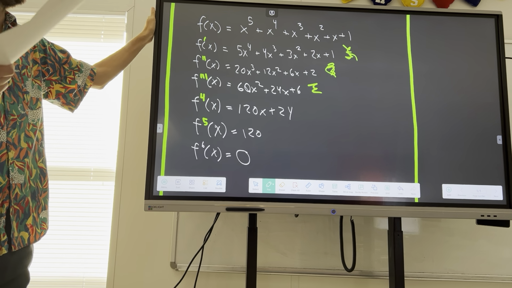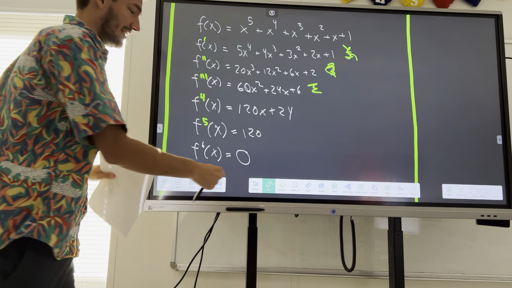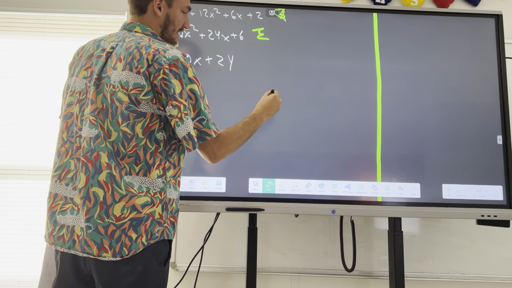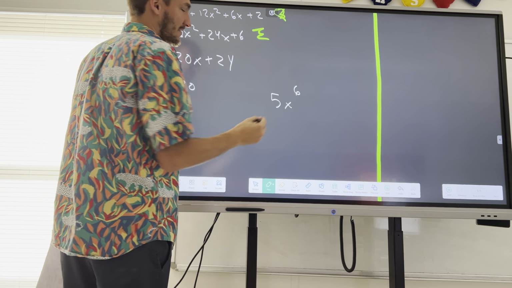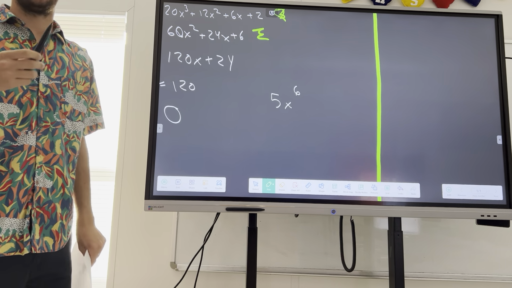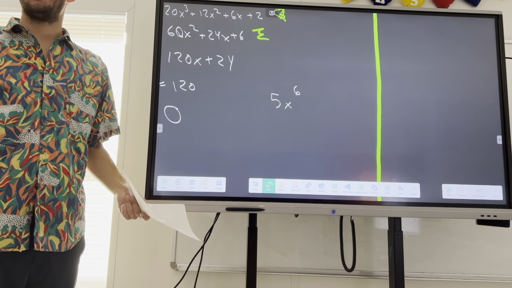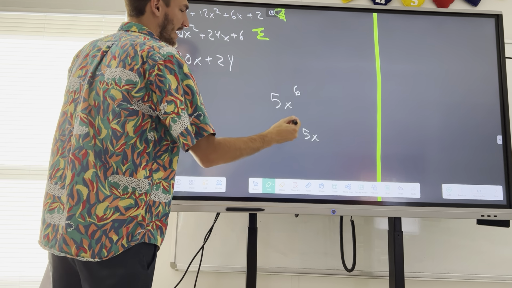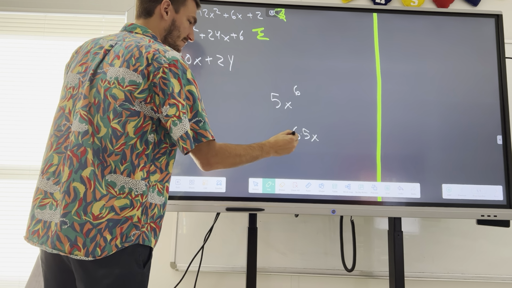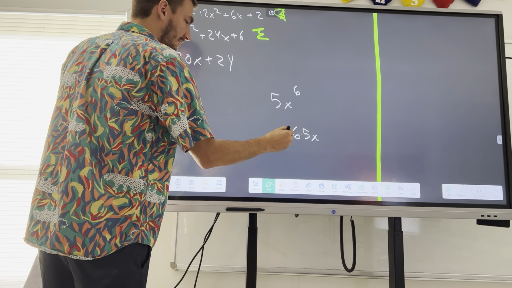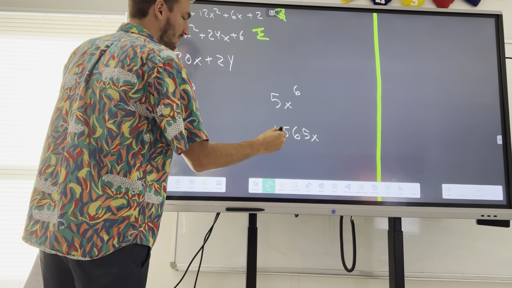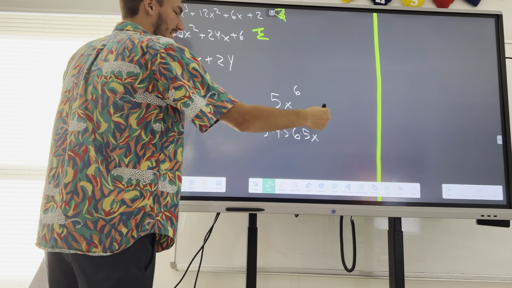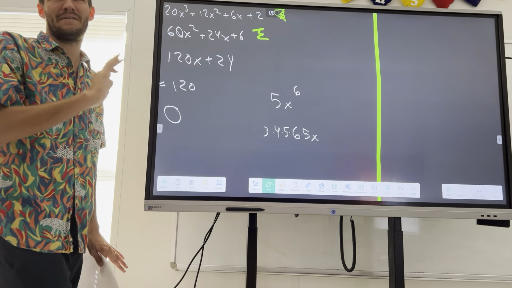But if you wanted to find the shortcut, if you just had some sort of term, let's say it was 5x to the power of 6, and you wanted to take the 4th derivative of it, you could, again this is unnecessary, say the first puts a 6 in front, and the second would put a 5 in front, and the third would put a 4 in front, and so on. But again, you don't ever really need to do that.